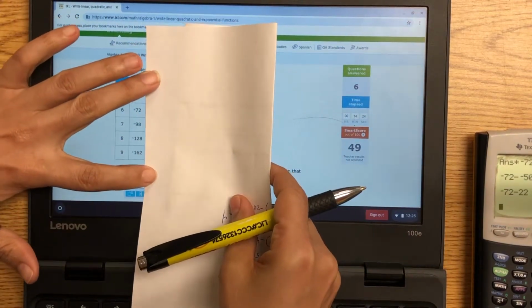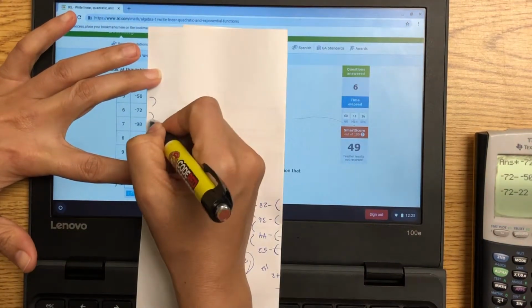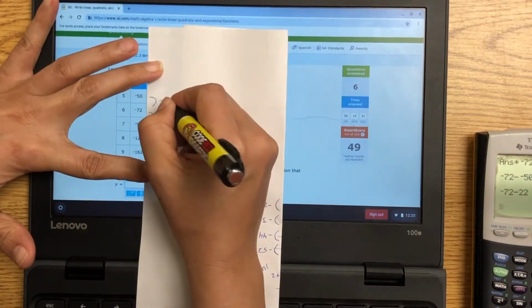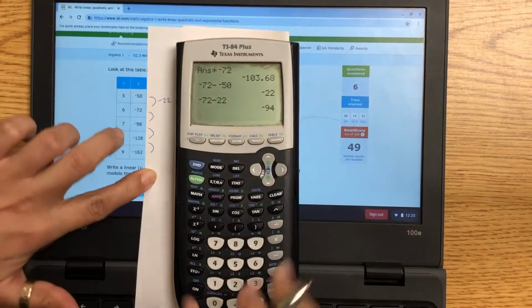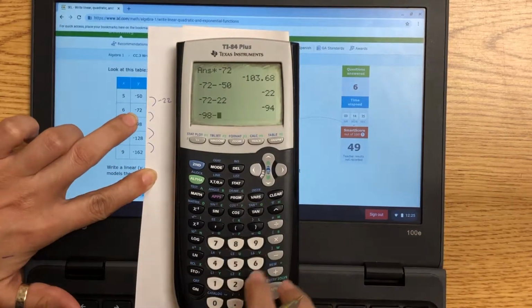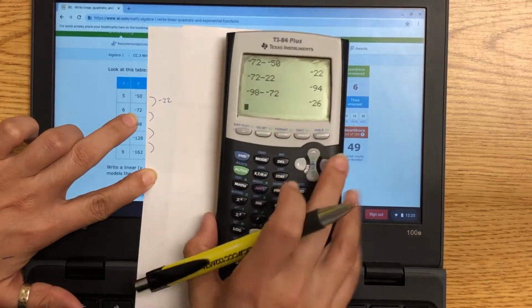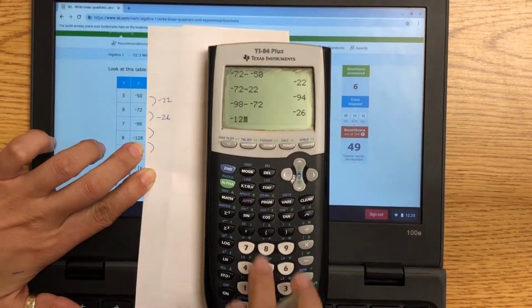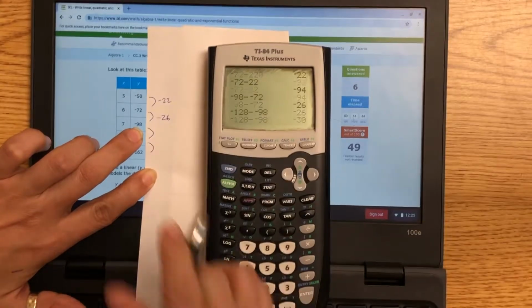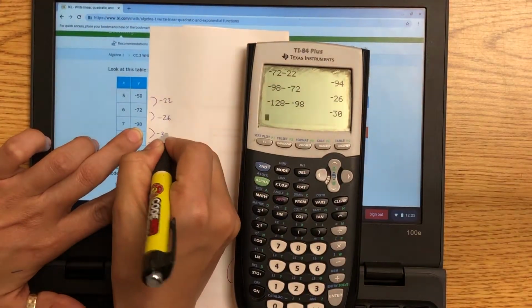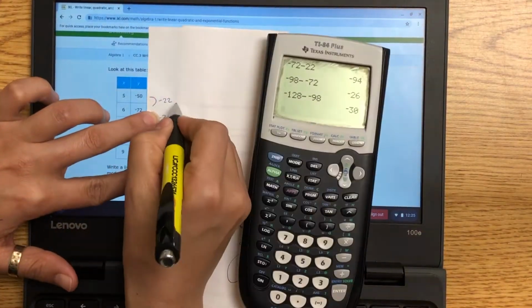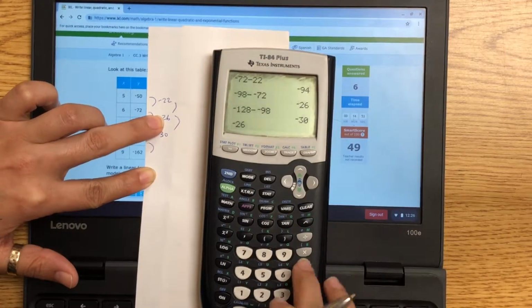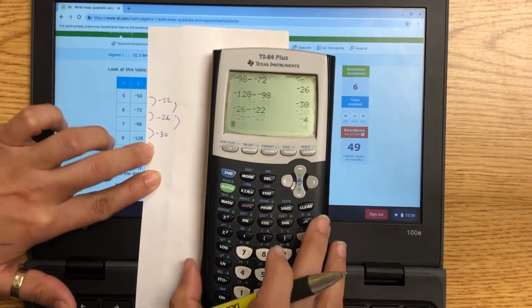So because it's quadratic, I know I need the second difference. So that first one was negative 22. Then the next one is going to be negative 98 minus negative 72, negative 26. And then negative 128 minus negative 98, that's going to be negative 30. And then I'm going to check these. So negative 26 minus negative 22 is negative 4.